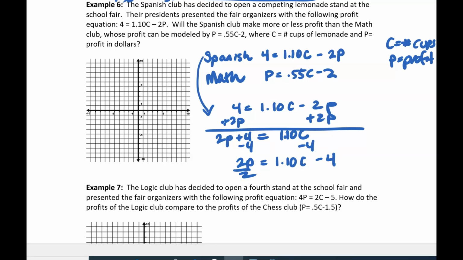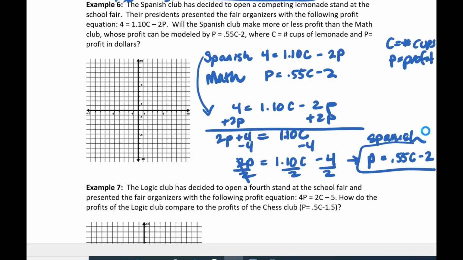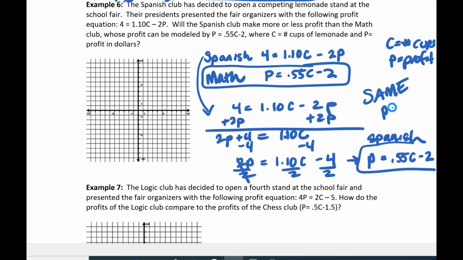And then I'm going to divide everything by 2. And when I do that, I end up getting P equals 0.55C minus 2. So that's my equation for math, and then that's my equation for Spanish. And then up here, I've got my equation for math. And if you look at those, they actually end up being the exact same equation. So they're going to have the same profit because they are the exact same equation.